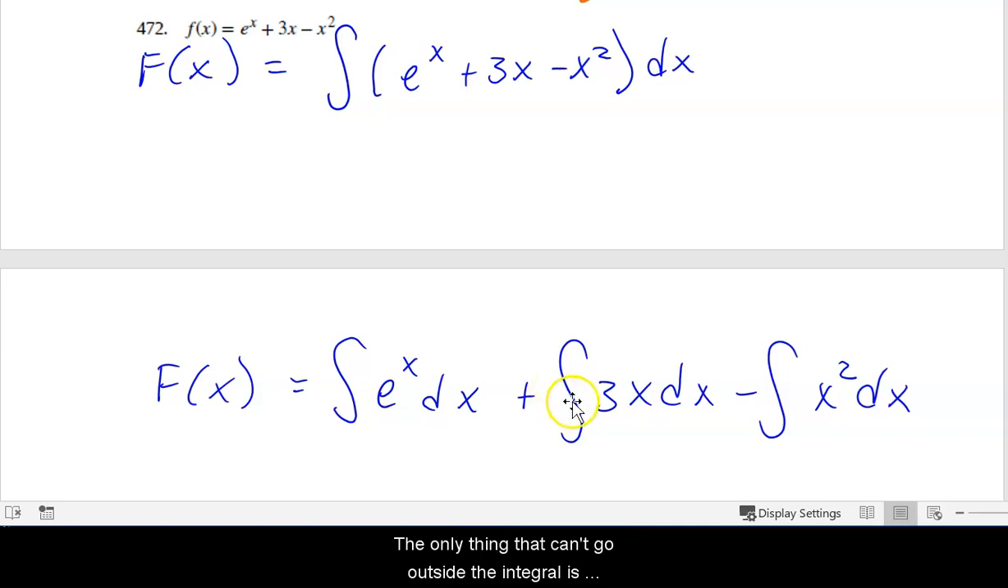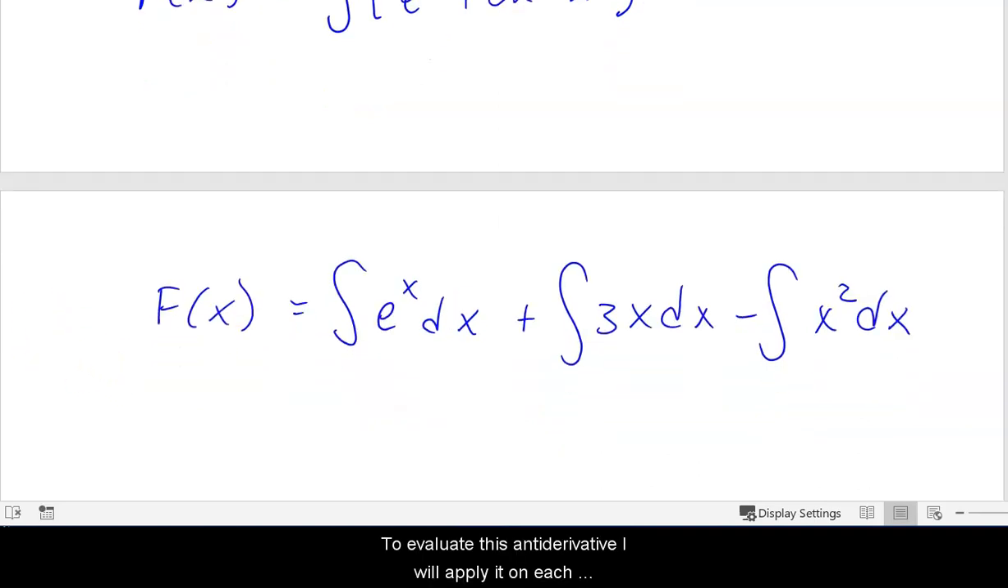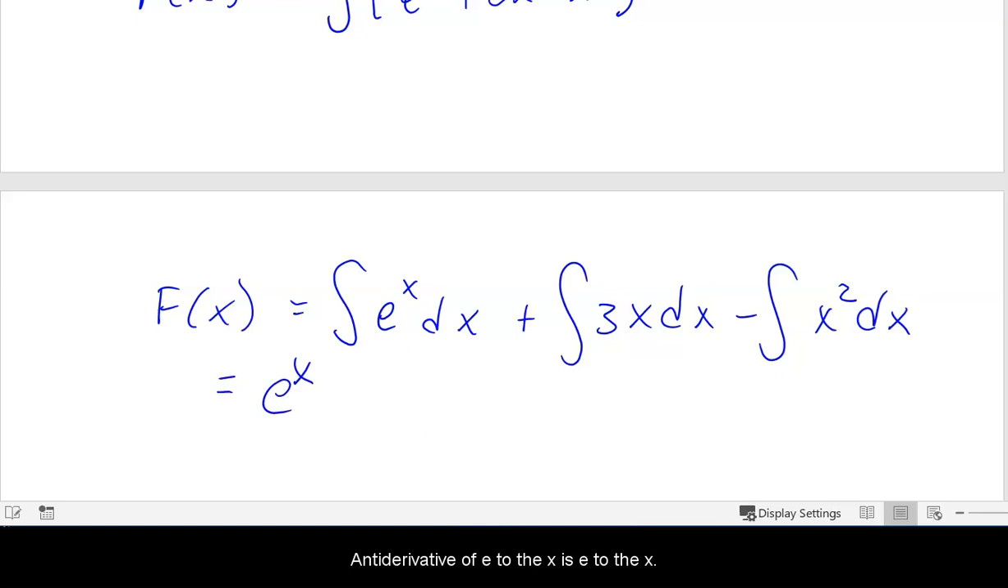The only thing that can't go outside the integral is anything that has the same variable as is found in the differential. The differential tells you which variable the integral is with respect to, which is also the only thing that can pass neither in nor out of the integral. To evaluate this antiderivative, I will apply it on each separate integral. The antiderivative of e to the x is e to the x.